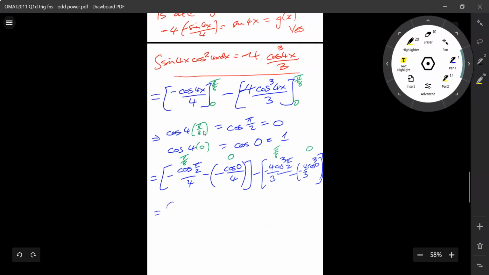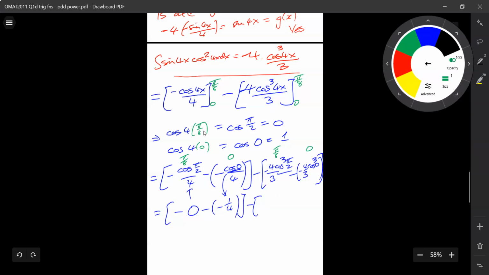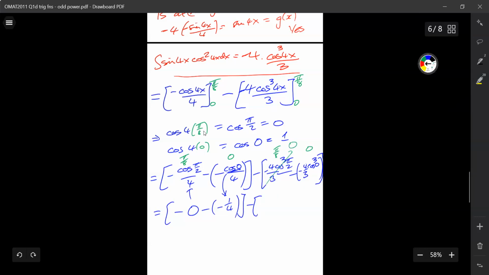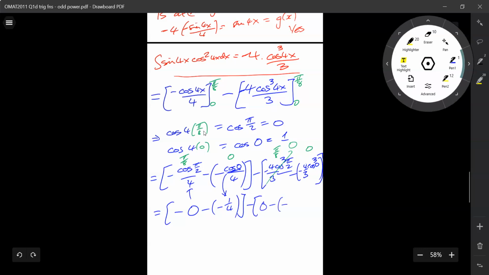And this gives me minus 0, because cosine of pi over 2 is 0, minus times minus 1 over 4, the cosine of 0 is 1, minus, and here we have minus 4/3. This one, sorry, I should say goes to 0, because cosine of pi over 2 is 0, so it's 0 minus, and this one is minus 4/3, because the cosine of 0 is 1. So this gives me plus 1/4. We have minus times a minus gives me a plus, but then we have another minus, which means it's minus 4/3.